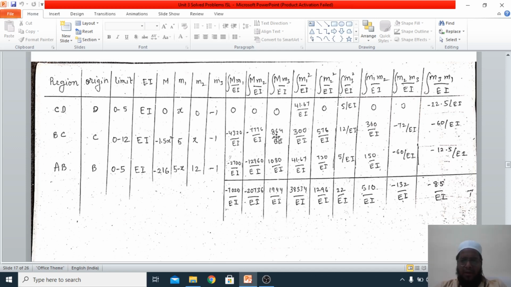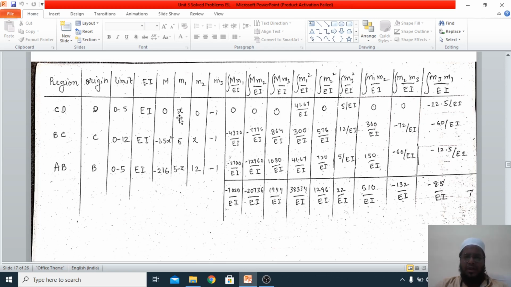Similarly, capital M3 will give you 864 by EI. So accordingly, the limit should be applied very carefully, that is 0 to 12 or 0 to 5, whatever the limits may be. Multiplication is to be done in a simplified manner to get the correct answers. Similarly, we'll go for M3 now. See here M3, minus 216 into 1 into minus 1 will give you plus 216. The integrated limit is 0 to 5. You will get these values, that is minus 2700, then minus 2160 and 180.